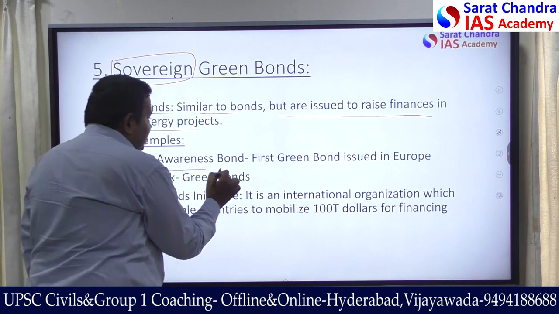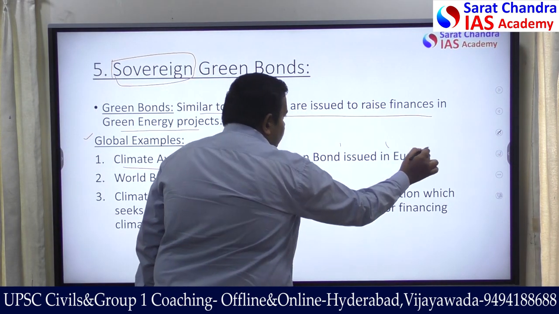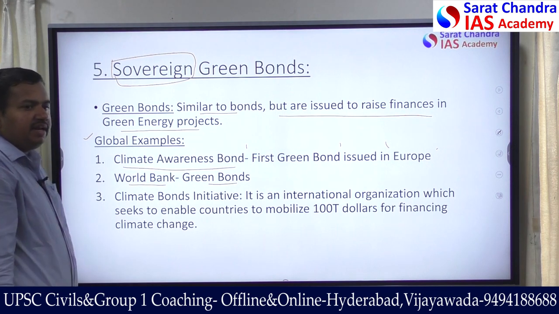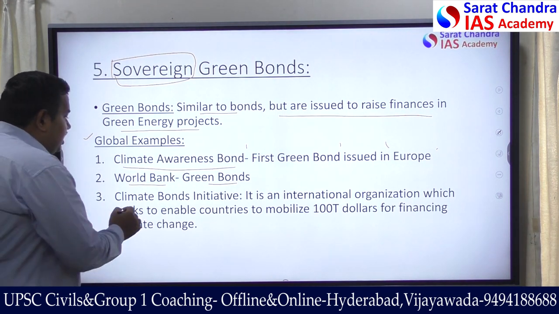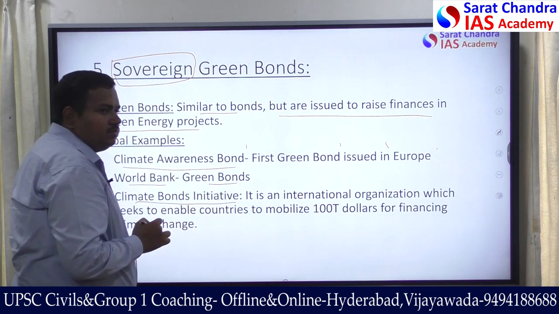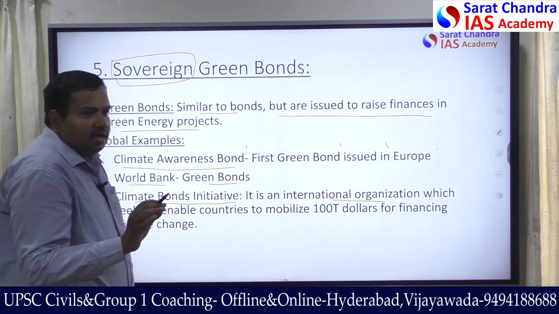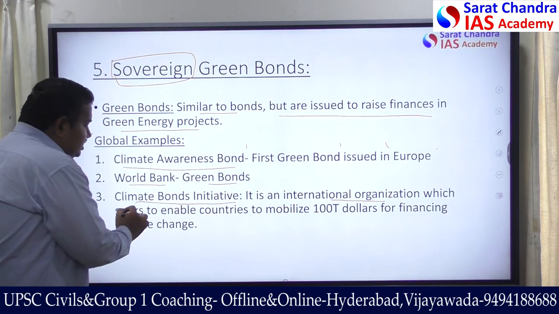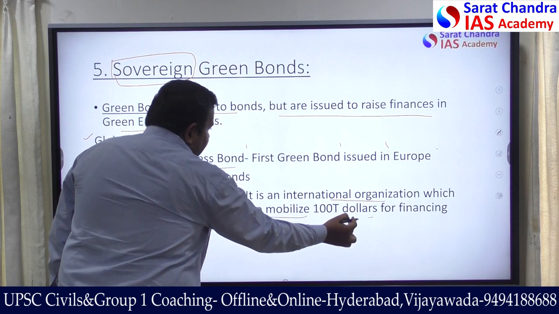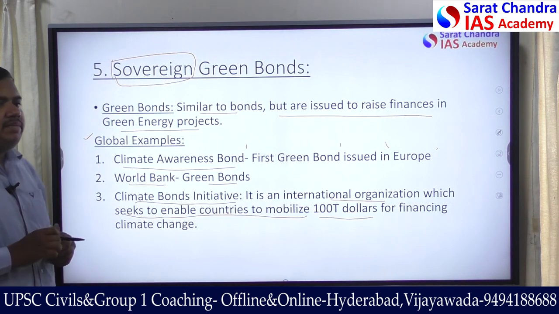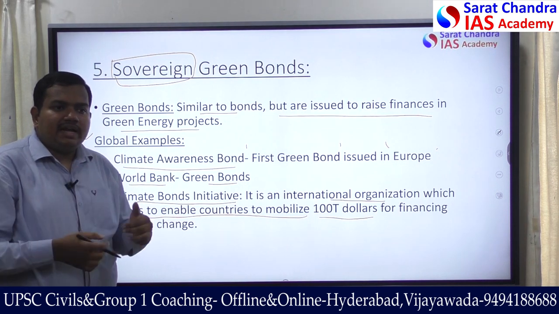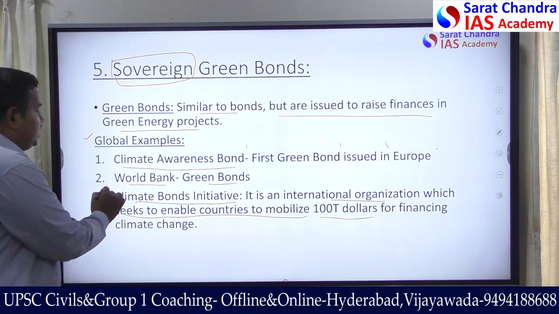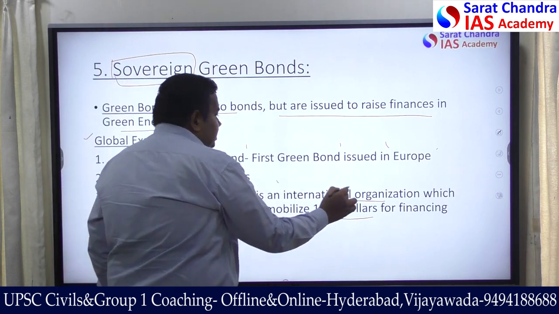First, the Climate Awareness Bond. It is the first ever green bond issued in Europe. Next, World Bank also issues green bonds, so World Bank green bonds is also one example. Similarly, Climate Bonds Initiative. Even though the name says initiative, it is an international organization which seeks to enable countries to mobilize $100 trillion for financing climate change. So what is the name? Climate Bonds Initiative, an international organization.